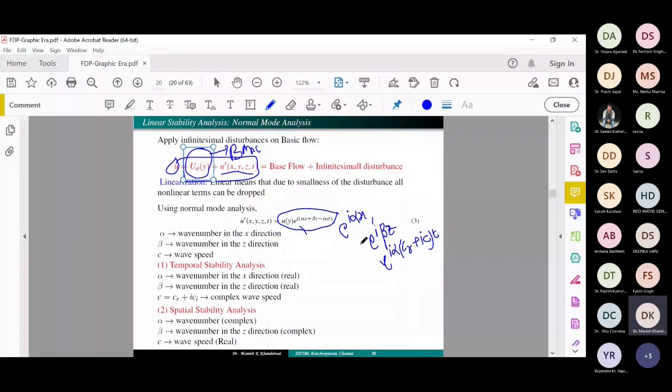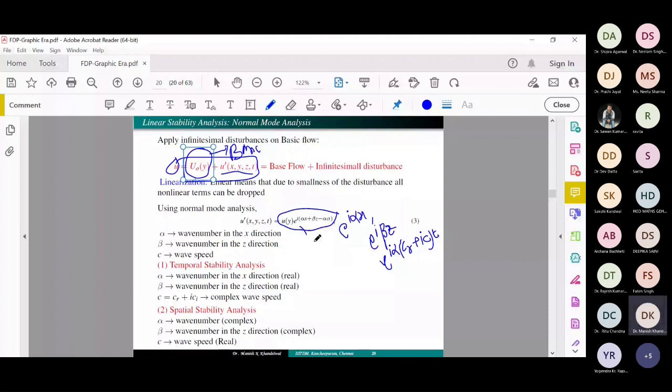Now two types of analysis are done in linear stability analysis: temporal stability analysis and spatial stability analysis. When alpha and beta are real numbers, it is called temporal stability analysis. If alpha and beta are complex numbers and c is a real number, it is called spatial stability analysis. For most stability analysis cases, our interest is only in temporal stability analysis, because temporal stability analysis gives us several pieces of information. That is why in most cases we use temporal stability analysis.